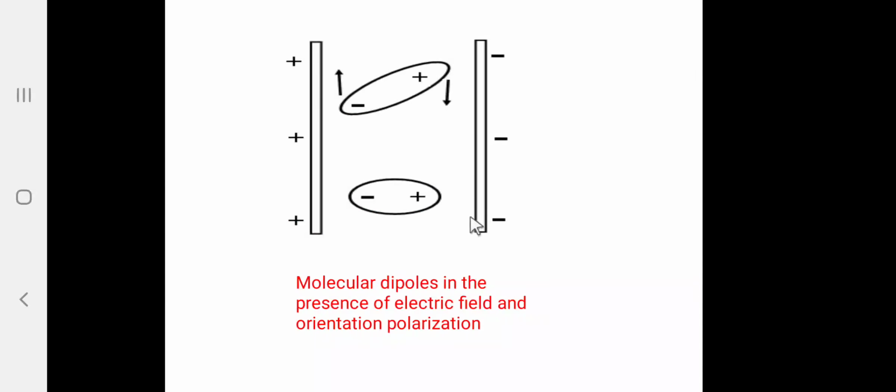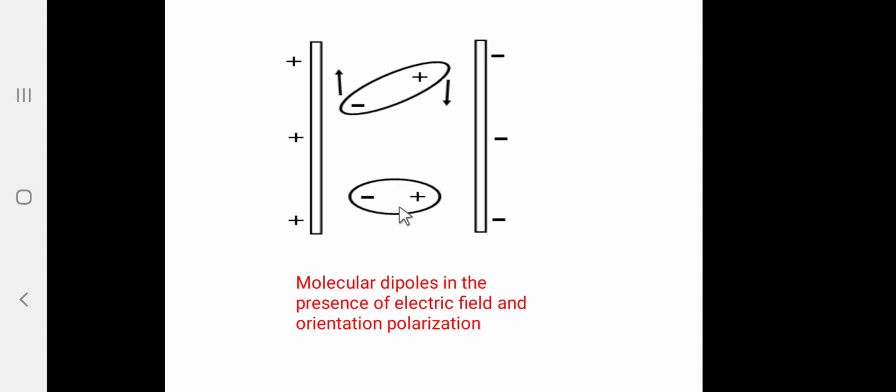Let us consider this diagram. It shows molecular dipoles in the presence of an electric field and orientation polarization. This is the positive plate, this is the negative plate, this is the polar molecule. In case of the polar molecule, the center of positive charge and the center of negative charge do not coincide with each other, they are away from each other.